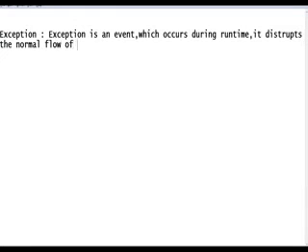Normal flow of execution. Exception is an event which occurs during runtime. It disturbs the normal flow of execution, right? What is exception or what is error, right? We discussed now.